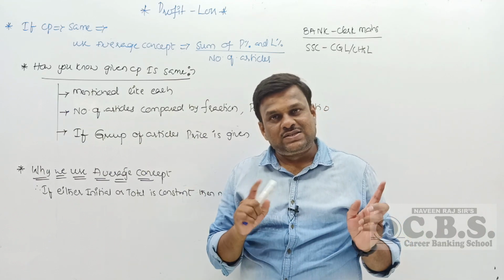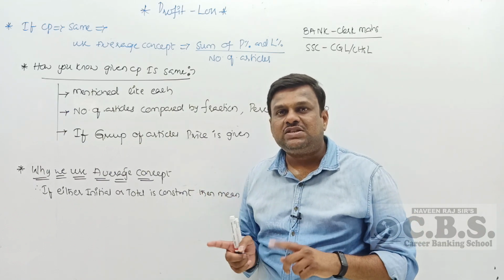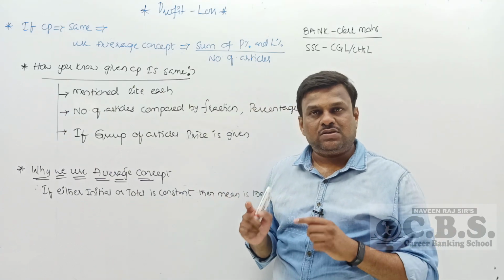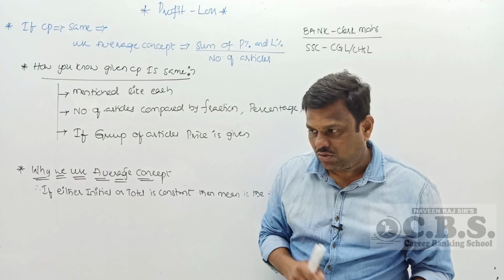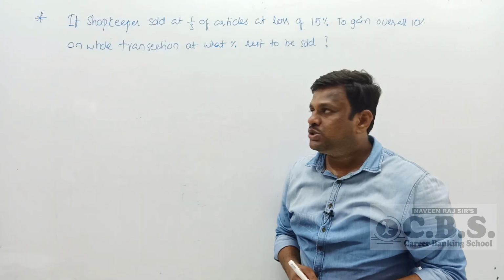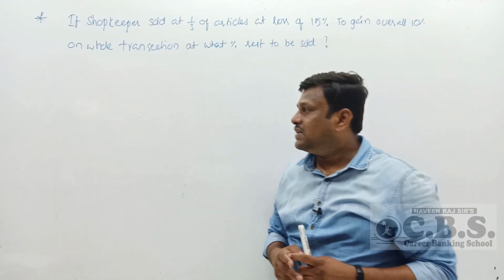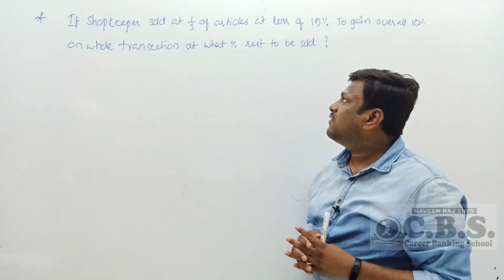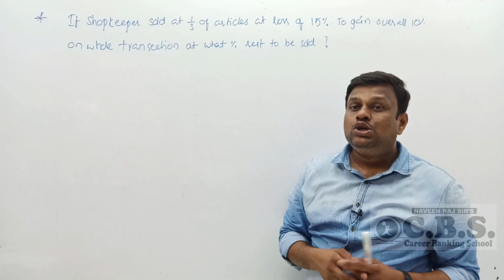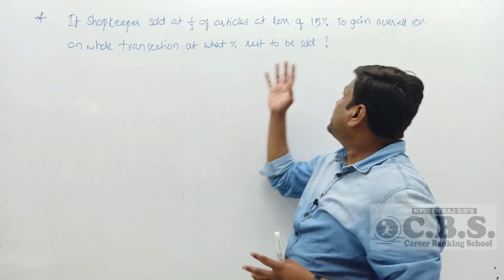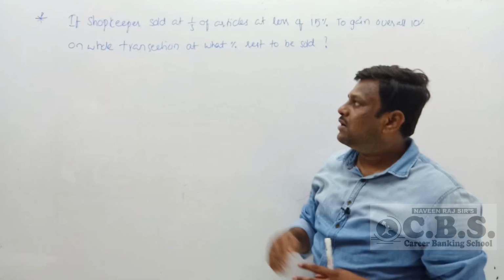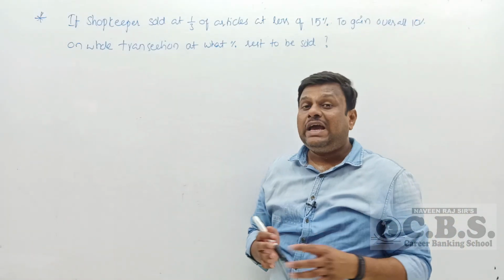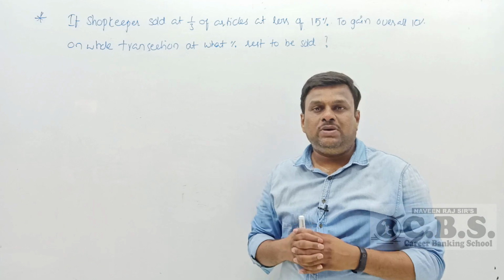Now let's go for the 2018 and 2019 bank and SSC previous year memory based questions in this video. Let's start the first question, which is an SSC CHSL question. A shopkeeper sold 1/3 of articles at a loss of 15%. To gain overall 10% on the whole transaction, at what percent should the rest be sold?